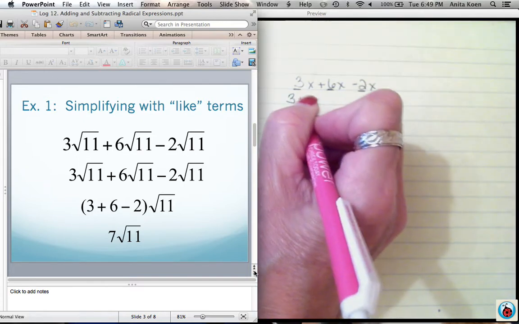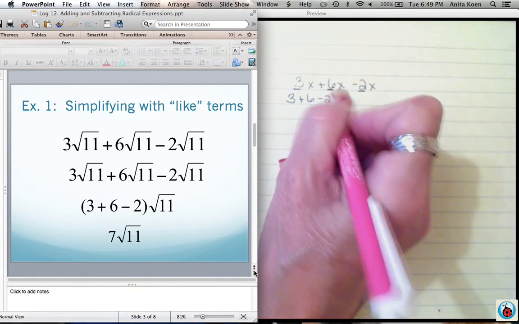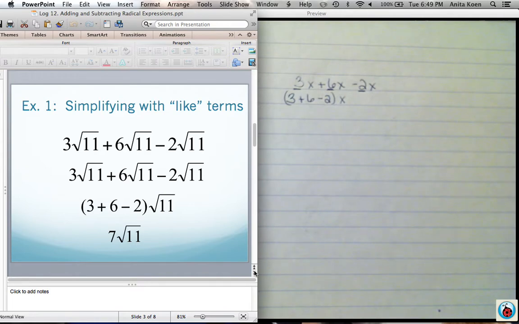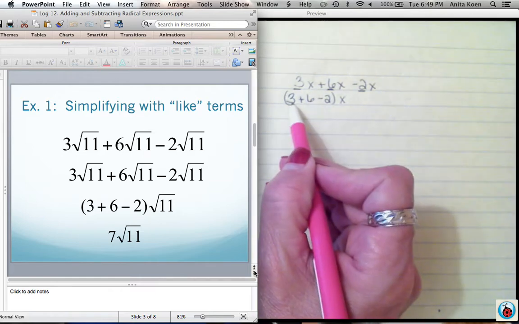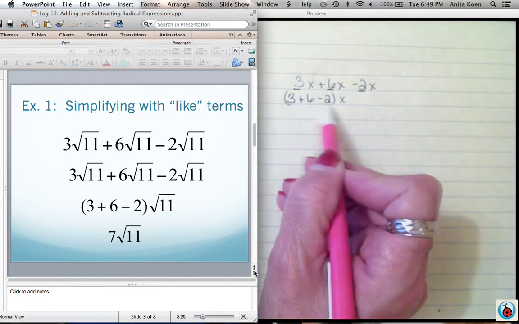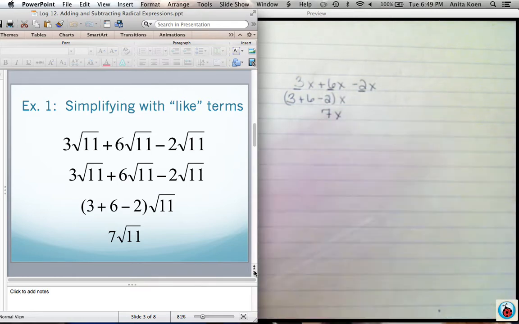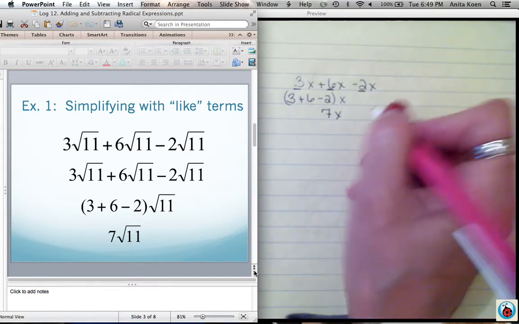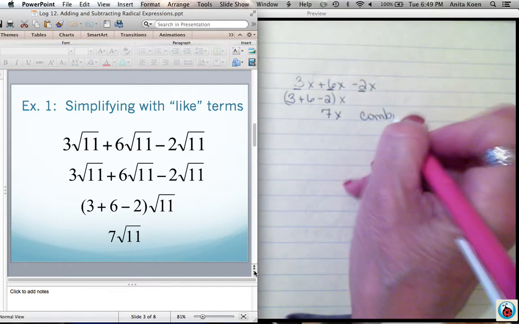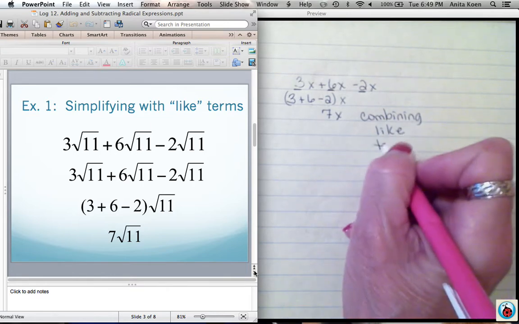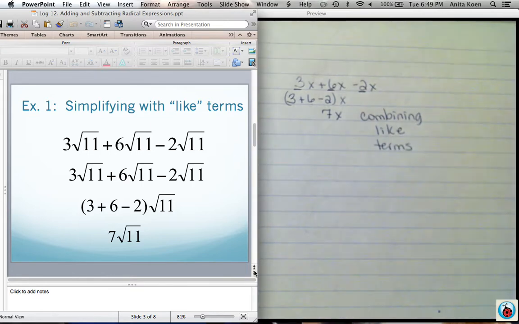We could add 3 plus 6 plus negative 2, and there were 3 plus 6 plus negative 2 x's here. 3 x's plus 6 x's plus negative 2 x's. This gives me 3 plus 6 is 9 plus negative 2 is 7 x's. And this is called combining like terms. This should be a tool that you have in your toolbox from Math 1.